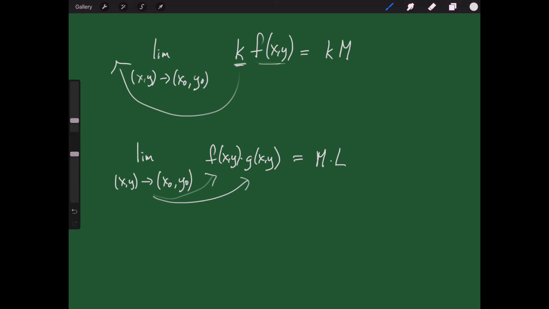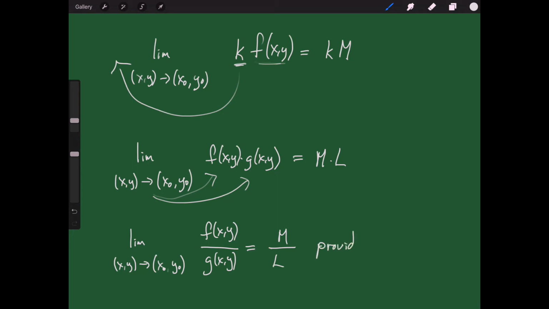We get that the limit as x, y goes to x0, y0 of f of x, y divided by g of x, y is going to be equal to M divided by L, provided that L is not 0. Okay, and finally one more.